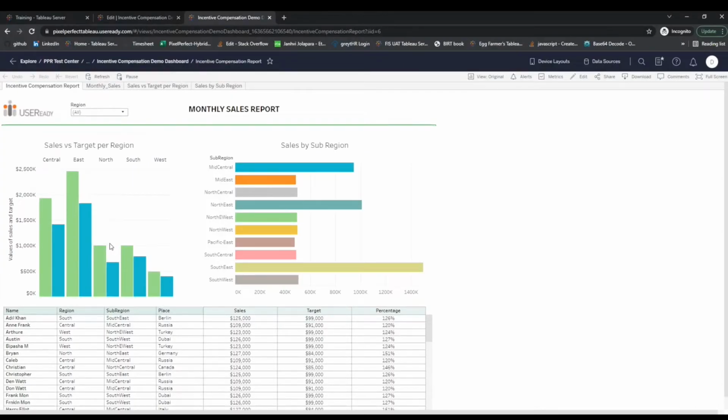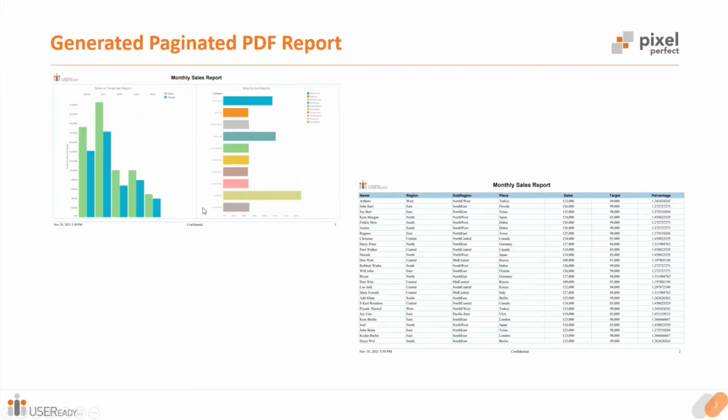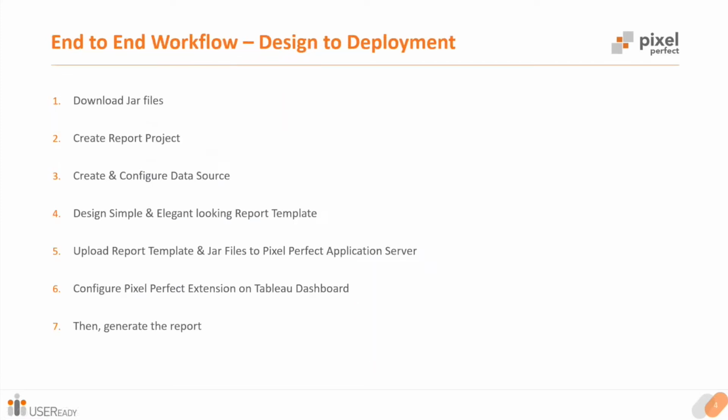In this demonstration, I'll be building a paginated report for an incentive compensation dashboard. At the end of this video, you will see this paginated report in PDF format. Here is the end-to-end workflow of designing a Pixel Perfect report, and I'll walk you through all the steps below, from how to download a jar file to how to generate a Pixel Perfect report.